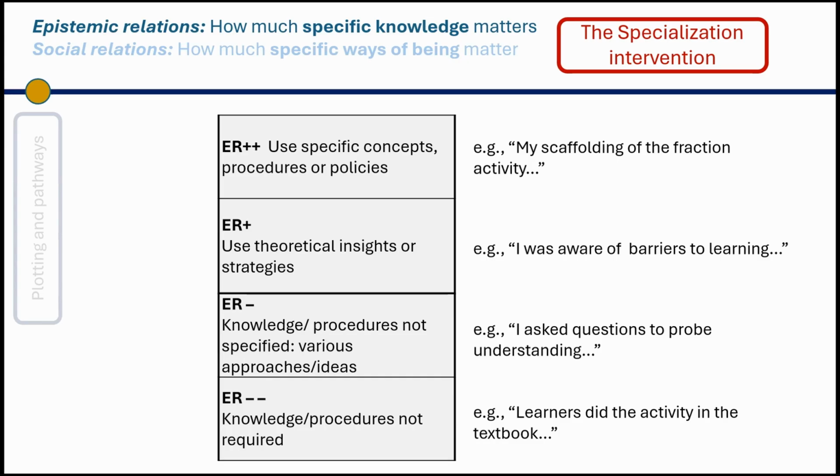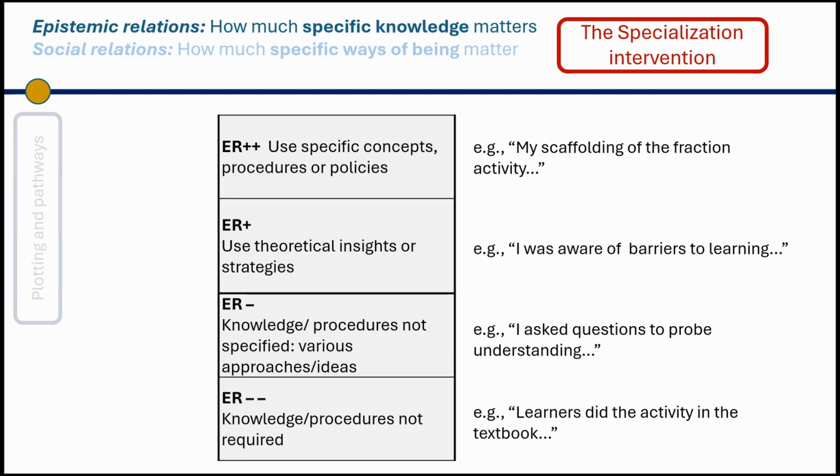Relative strengths of epistemic relations give how much specific knowledge matters for success in a particular practice. So to analyze their reflections, we gave them this translation device for epistemic relations. So when the epistemic relations are very weak at the bottom, they don't really talk about knowledge or procedures at all. When the epistemic relations are still relatively weak, but a little stronger, they mention knowledge or procedure, but they're not specific about it.